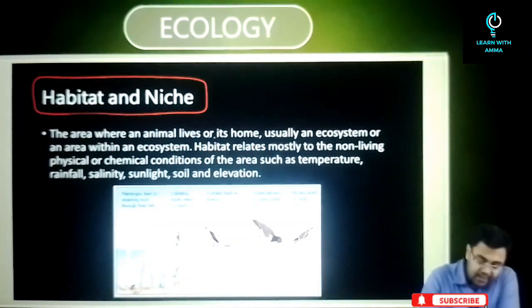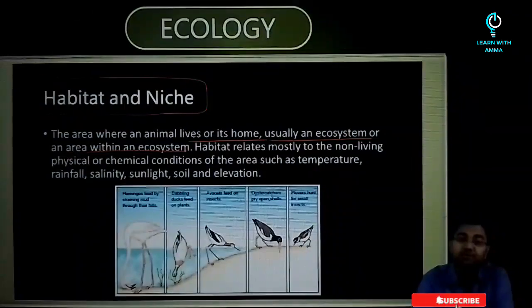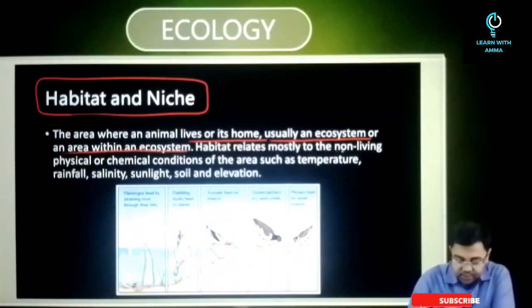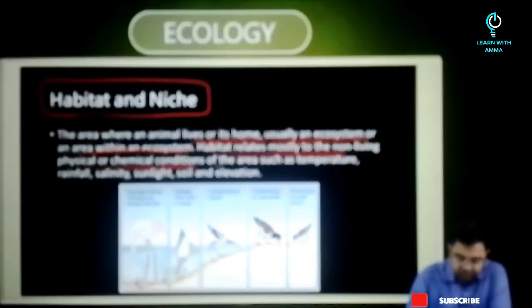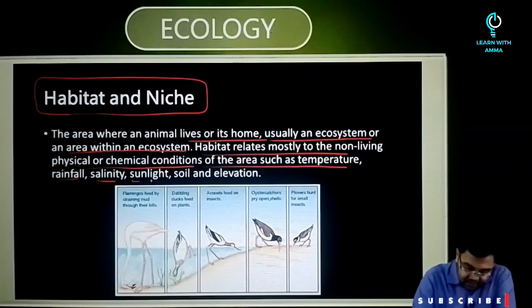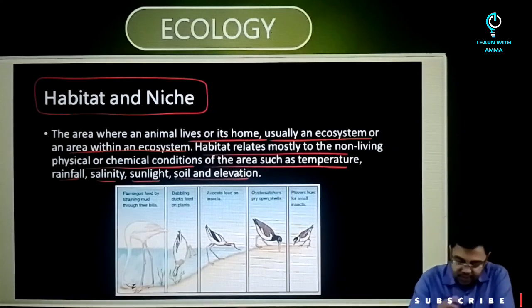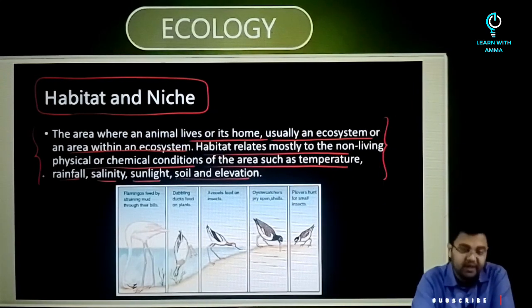So the area where an animal lives or is its home, usually an ecosystem or an area within an ecosystem. So habitat relates mostly to the non-living physical or chemical conditions of the area such as temperature, rainfall, salinity, sunlight, soil or elevation. So these kind of factors will basically be related to a habitat.